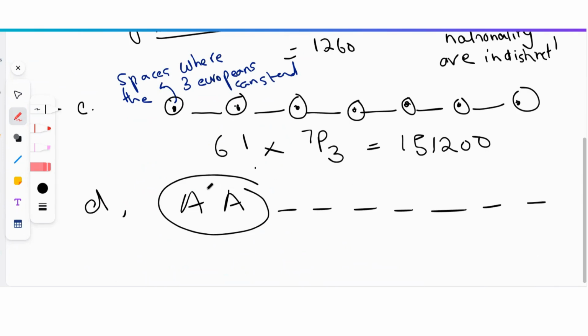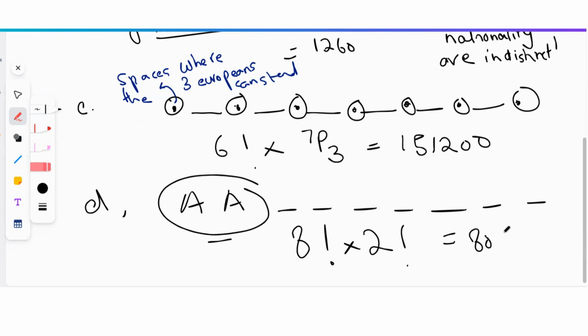So basically the two Europeans are always going to be considered as one lump, so they're considered as one block. Now, how many ways can we arrange these? 1, 2, 3, 4, 5, 6, 7, 8. So we can arrange these 8 blocks in 8 factorial ways, times the two factorial arrangements of these Americans. These Americans can be arranged among themselves in two factorial ways, because being two different people, we can arrange them in two factorial ways. So there are two factorial permutations of these Americans.